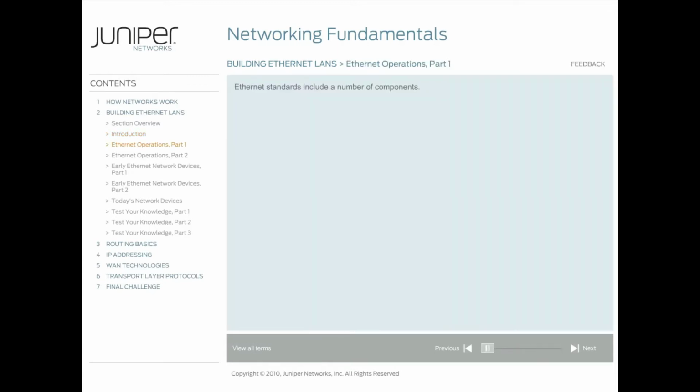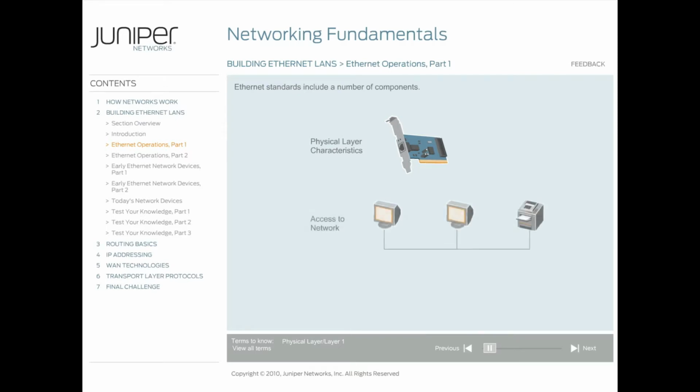Ethernet standards include a number of components. First, there are the physical layer characteristics. In other words, what does the physical layer, or layer 1, consist of? Next, there is the protocol that controls access to the network. And finally, there is the frame format. We'll cover all of these components.